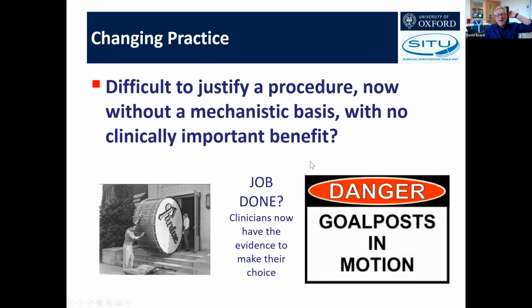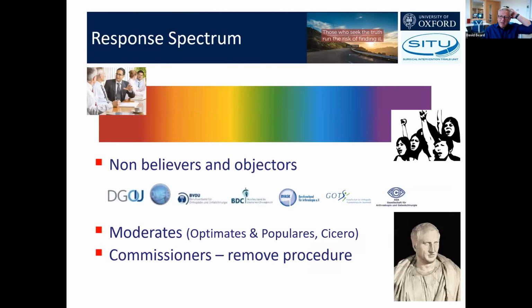Changes then. So what we have then is this response spectrum. And this has been fascinating for me because I just thought that was taken as read. This is back to those who seek the truth run the risk of finding it. People divide into two groups and a few in the middle, which we'll talk about. There's the non-believers and objectors. And people go, no, it doesn't fit my model, it doesn't fit whatever, or just don't believe it, for whatever reason. Sometimes fiscal, which is complicated, but they just say, no, I'm not taking this on board.